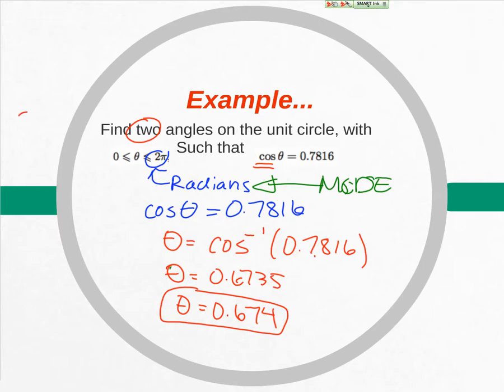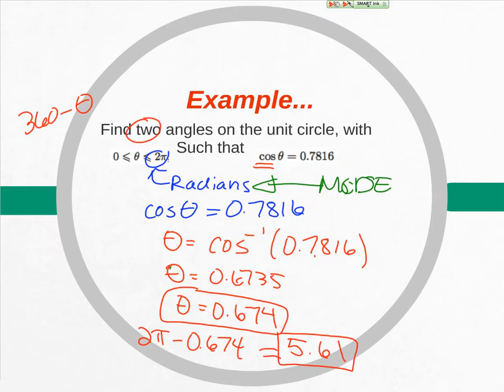On the previous screen, we said we had to do 360 minus the angle, right? But this is in radians, so instead of 360, we have to use 2 pi. So I have to do 2 pi minus my angle, 0.674, to get the other angle. And that should be about 5.61. So that's my other answer.